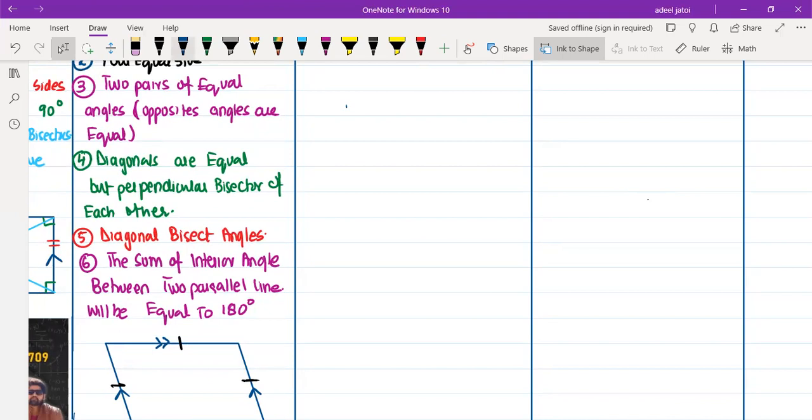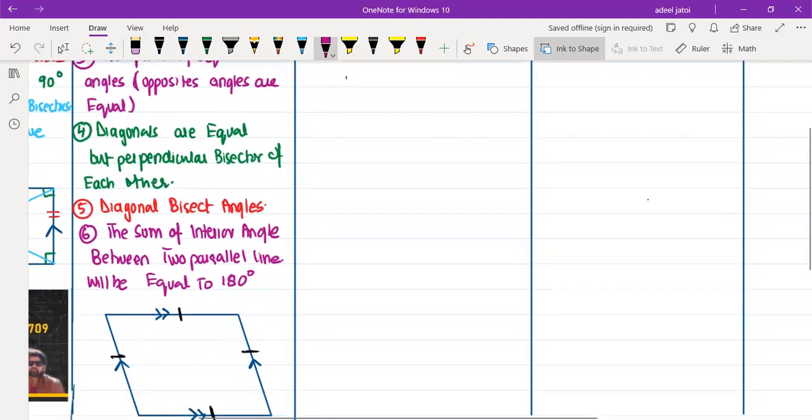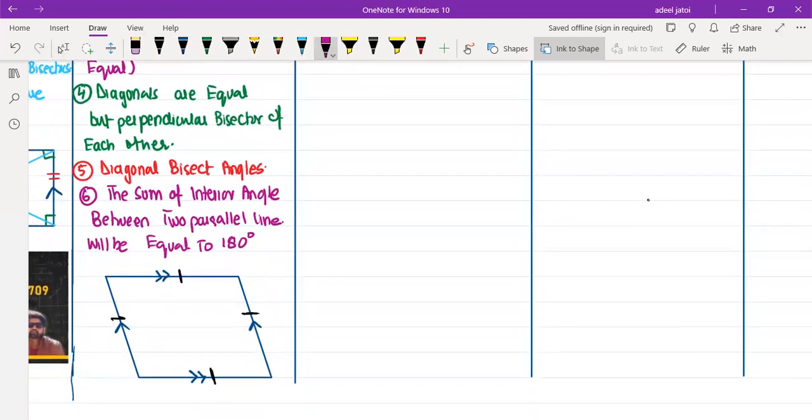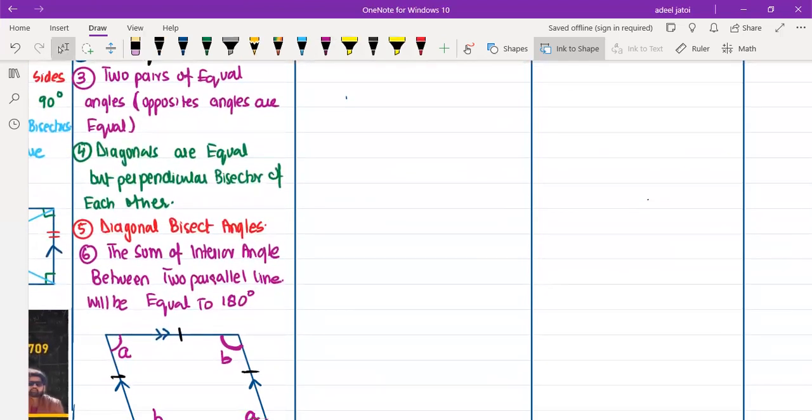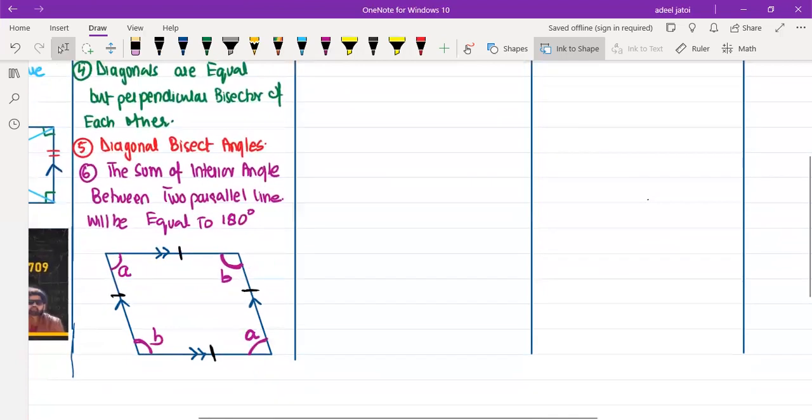So that means the angles that you see, if we say that this is A, so this angle should be A as well. If this angle is B, this should be B too, because the opposite angles are equal. Then diagonals are equal but perpendicular bisector of each other.